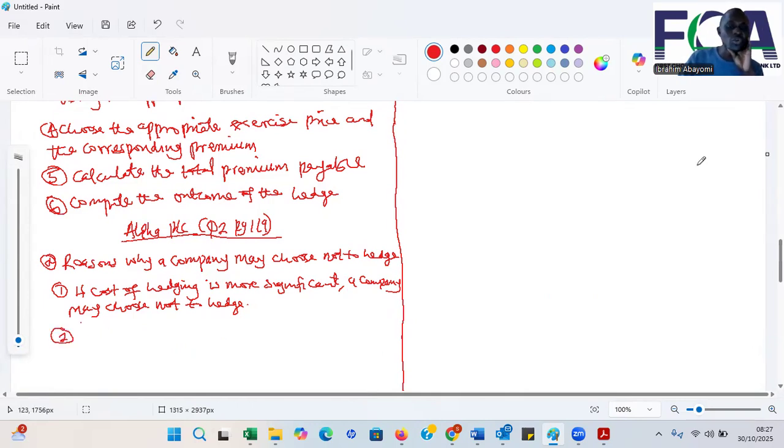Two, a company may choose not to hedge if you look at the materiality of the exposure. If my exposure is small compared to the size of my whole transaction, I may choose not to hedge. Maybe my whole transaction is 5 billion naira, and my foreign exposure is just, let me say, 5,000 or 10,000 or even $100,000. So you see that the materiality is not there. That exposure is not material, considering the size of my transaction. So I may choose not to hedge.